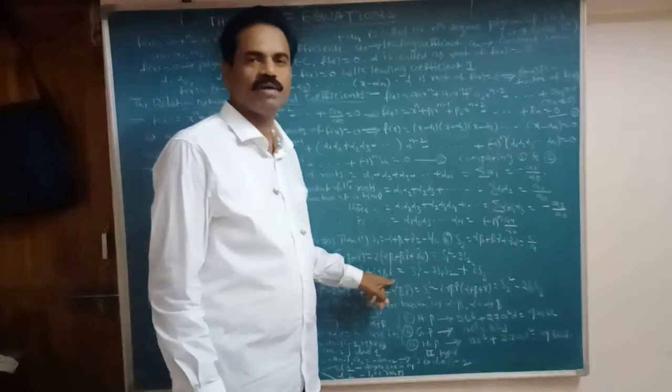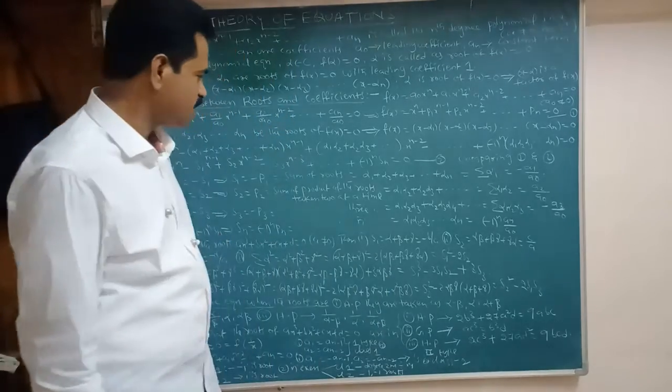So here 3 alpha beta gamma is S3. So by the notation we can write here.